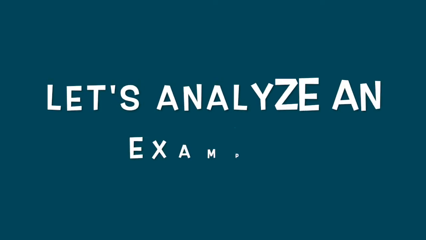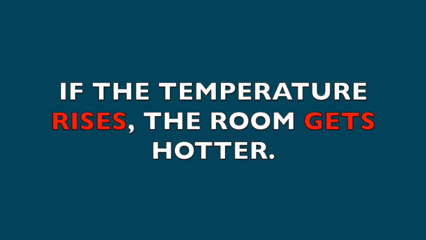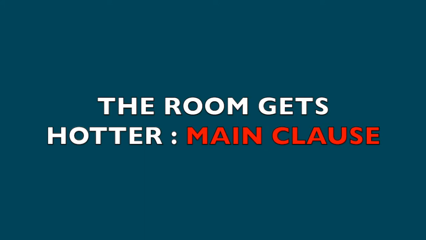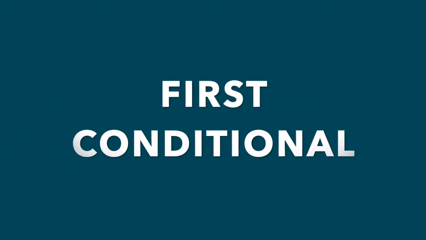Alright, now let's analyze one of the examples. If the temperature rises, the room gets hotter. Now, if the temperature rises is the if clause. The room gets hotter is the main clause. Basically, the if clause will result in the main clause. Next up is the first conditional.